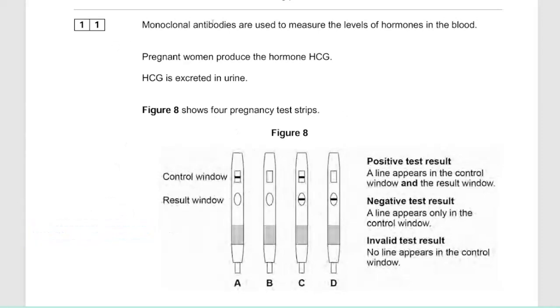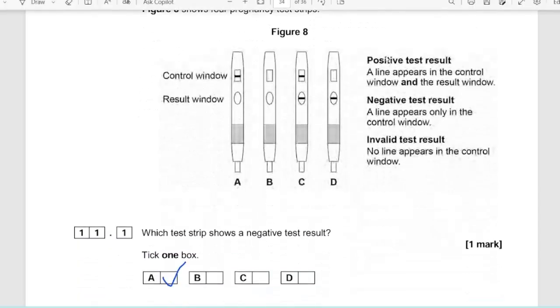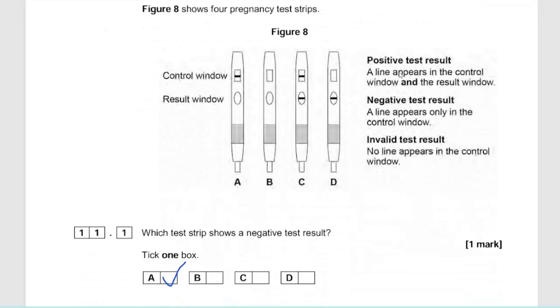Anyway, monoclonal antibodies are used to measure the level of hormones in the blood. Pregnant women produce the hormone HCG. HCG is excreted in urine. Figure 8 shows 4 pregnancy test strips. Positive test result: a line appears in the control window and the result window. Negative test result: a line only appears in the control window. Invalid test result: no line appears in the control window. It asks which test strip shows a negative test result, and the answer is A, because the control window is there and the result window is empty. B would be invalid, because no line appears in the control window. C would be positive. D would also be invalid.